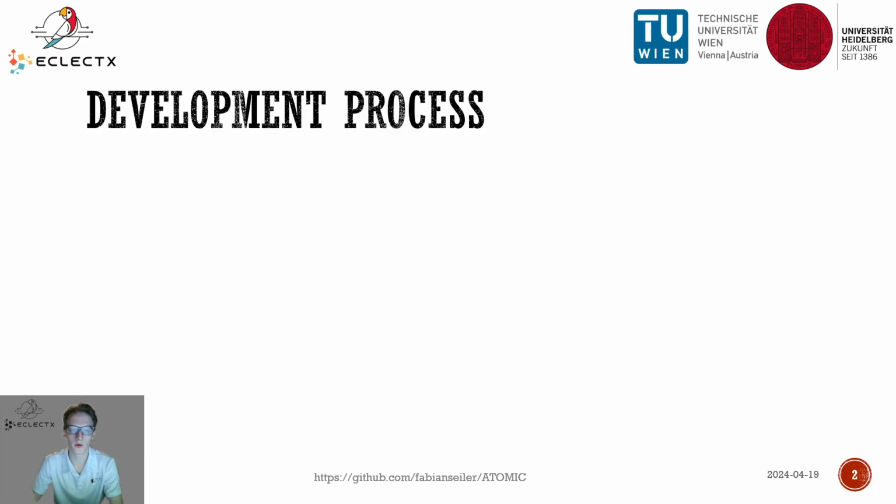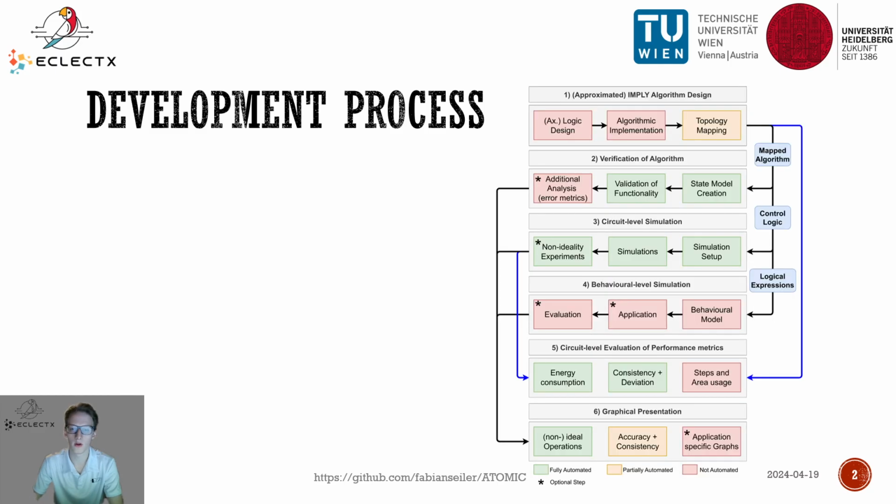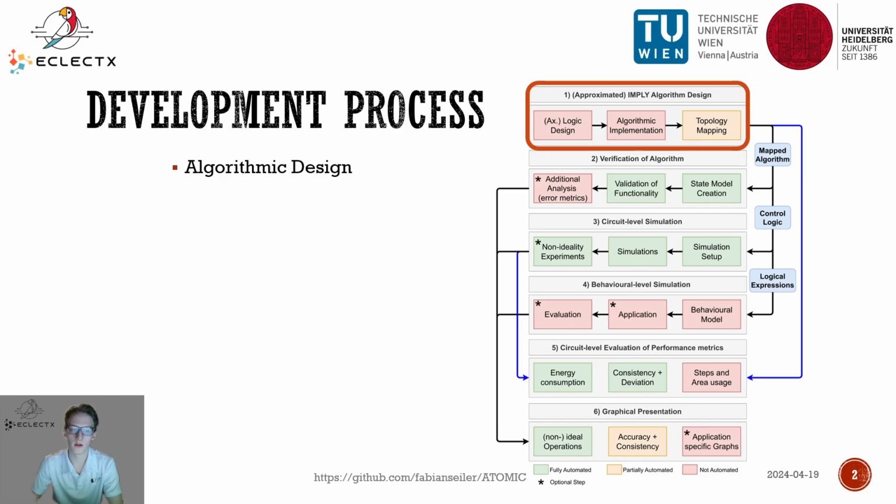So let's first have a look at the typical development process, which we have shown here. In green, you can see the parts that are fully automated by this tool, and the yellow parts are also partially automated. The parts in red are not included for now in this tool. At the first step of the development cycle, you always have the algorithm itself, so a stateful logic with a stepwise description, which then should be mapped to the topology.